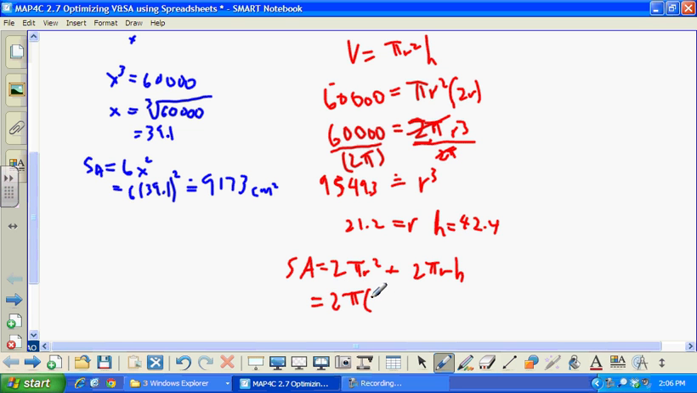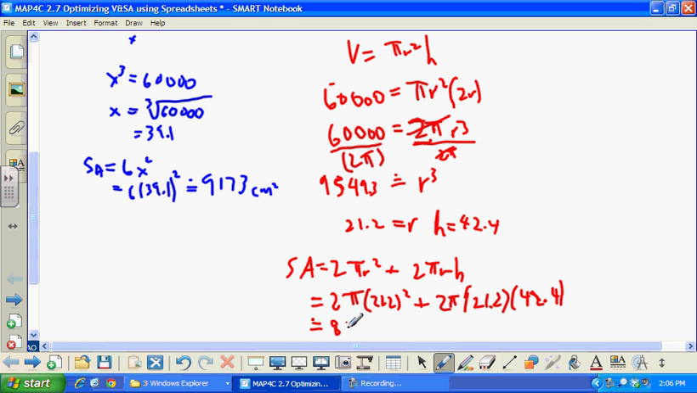R we said was 21.2 squared plus 2 times 21.2 times 42.4. Then I would suggest putting that entire expression carefully into your calculator all in one step. Don't press equals and have to write down some big, awful numbers.